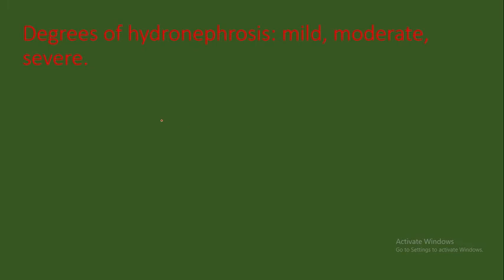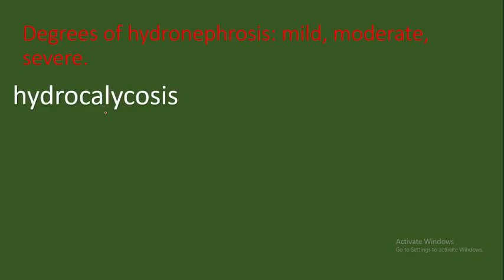So what are the degrees of hydronephrosis? There are 3 degrees: mild, moderate, and severe. Mild, for example, there is hyperplasia only of the renal pelvis, but normal function. Moderate, when the kidney loses its function about 20%, and here when the kidney loses its function about 60%. And here it will be chronic, with destruction of the renal pelvis.